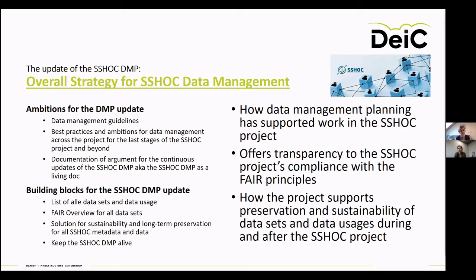And how would I document this in the report? I ended up with this title for the updated version of the SHOP DMP, as we wouldn't call it SHOP DMP version 2. So we called it an overall strategy for SHOP data management. And these were the questions that we hoped were answered by this updated version: how data management planning had supported the SHOP project, how it offers transparency to the SHOP project, compliance with the FAIR principles, and how the project supports preservation and sustainability for these data sets and data usage during and after the SHOP project. So these were the guidelines for the update.